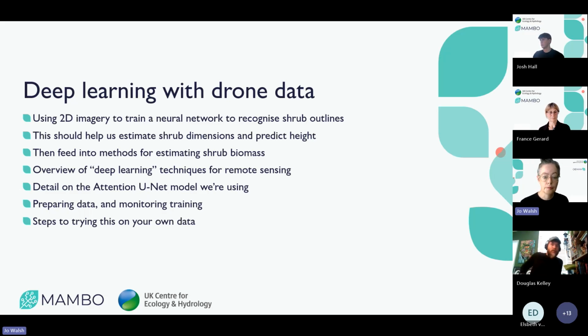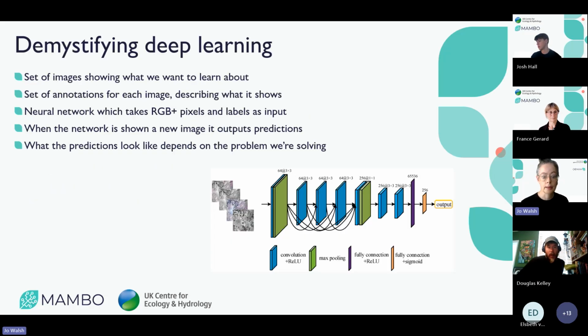I'll give a short overview of deep learning applications for remote sensing in general, talk a bit about the model that's been selected for this project, and some hints and tips on preparing your own data for carrying out training. This material is going towards a workshop with Charles in November, taking you from drone data acquisition through to deep learning model output.